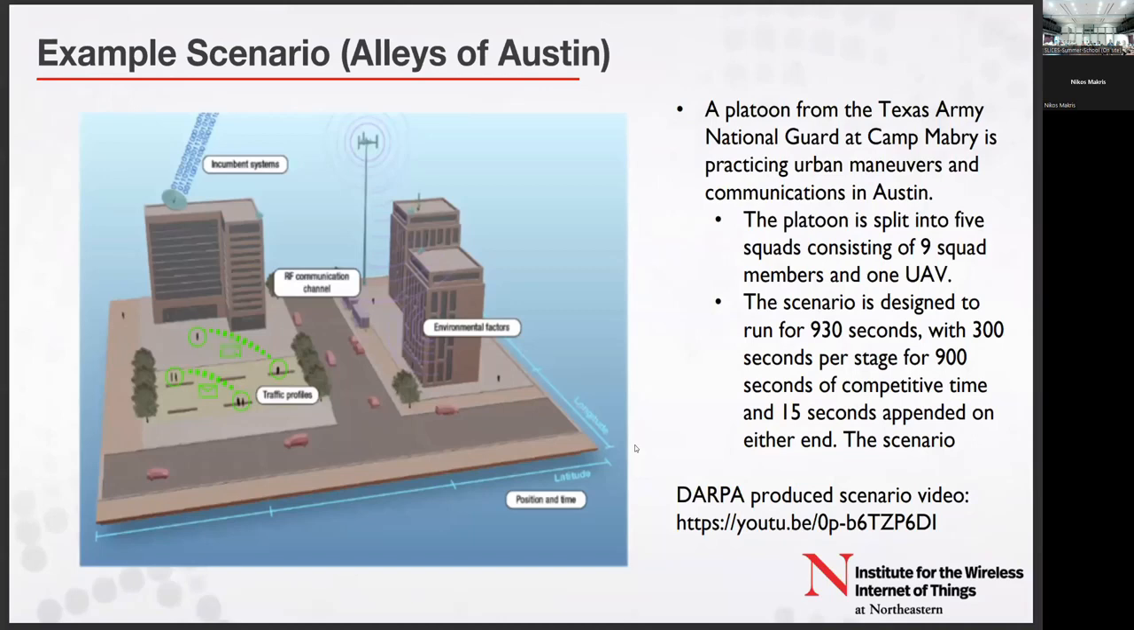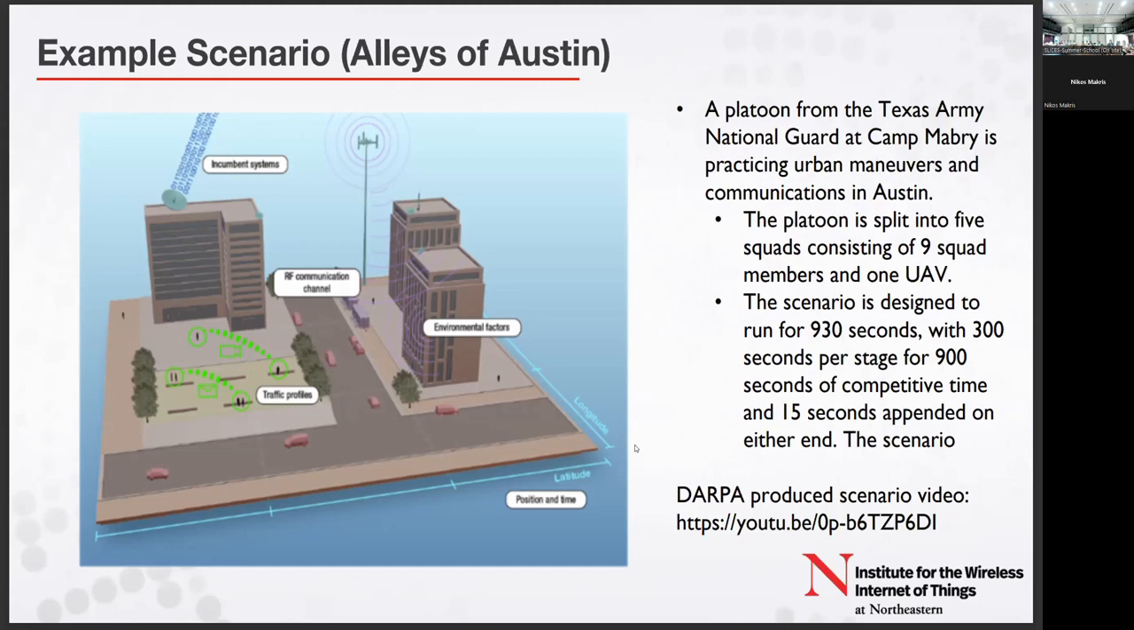So a scenario in real terms is something where you have a representation. So this is a scenario we call Alleys of Austin. So this is Austin, Texas, down in the south of the US. We've been able to build this through sophisticated means, and I'll also talk about how we do the data collection. So we do it in a few different ways.